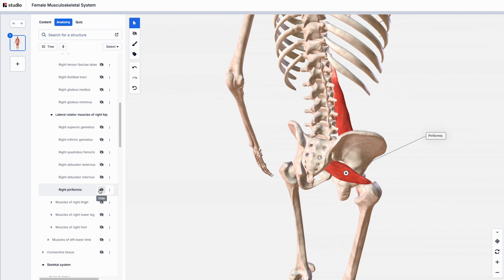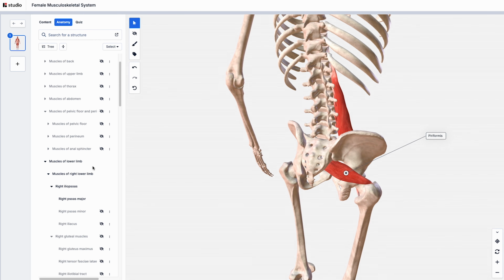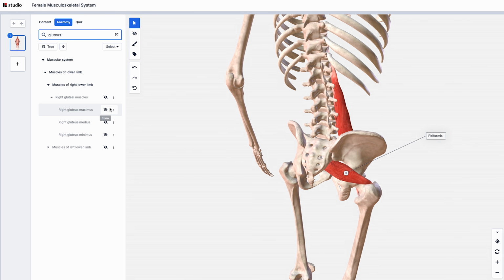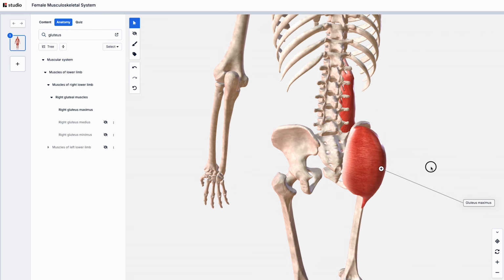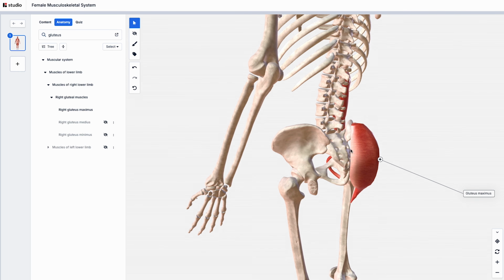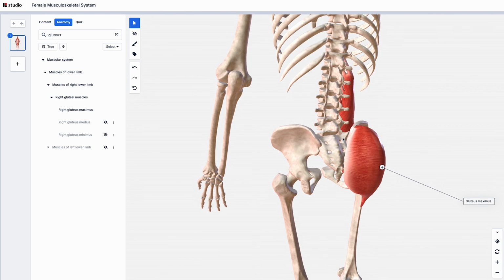Next up, what do we have here? Let's go to the back. We have, where are you? I'm going to have to search and find you. You can't hide from me. The gluteus maximus, right there. Gluteus maximus. Now, it doesn't insert or originate straight on the sacrum, but it inserts into the thoracolumbar fascia.